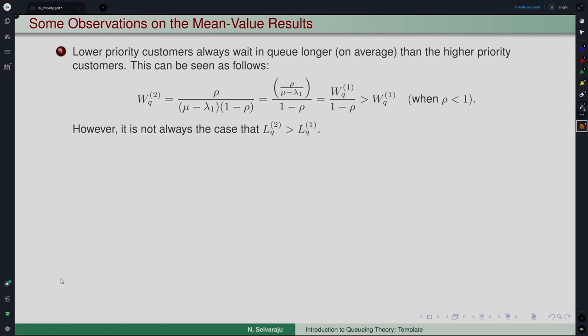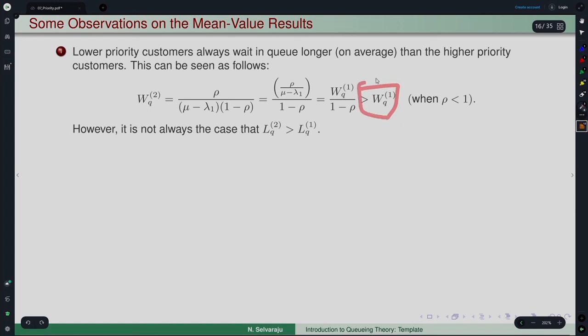though we do not have the complete distributions. The first observation is that lower priority customers always wait on average longer than the higher priority customers. Intuitively so, but it can also be shown: you take the expression of WQ2, which can be written in this form, where this is WQ1, which is greater than or equal to this whenever rho is less than 1, because that is the condition for stability. However, this is not always true.